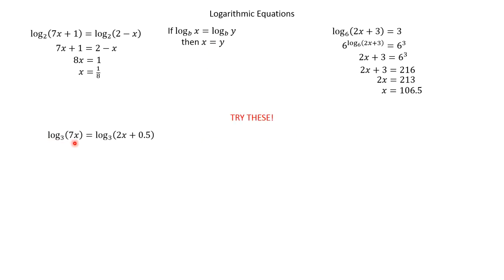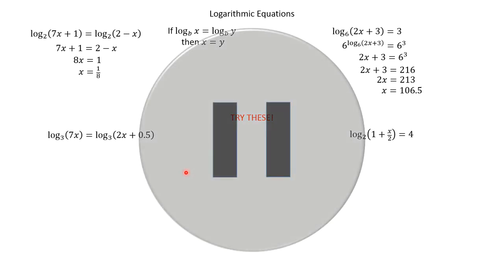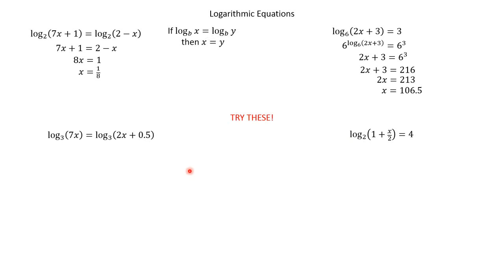We have log base 3 of 7x equals log base 3 of 2x plus 0.5. And log base 2 of 1 plus x over 2 equals 4. Go ahead and pause, see if you can get these, and then come back when you're ready.